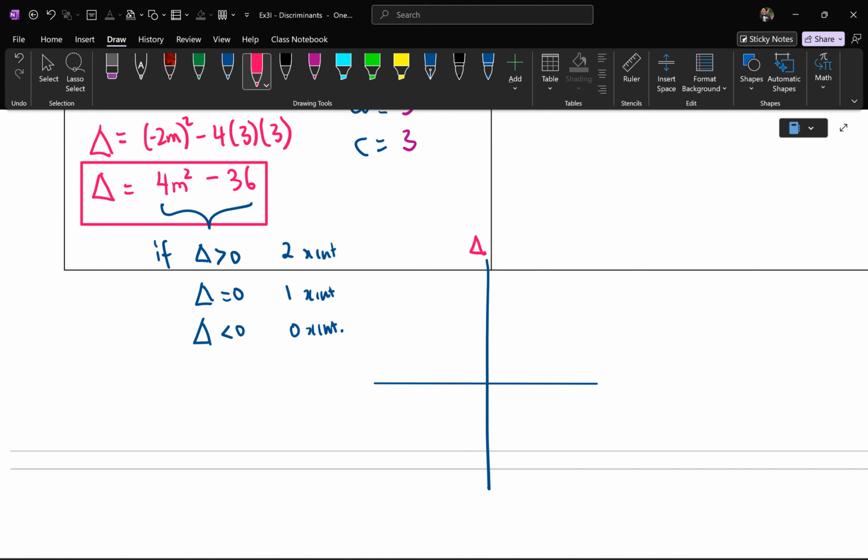Just like what we were saying, if it's positive, so any positive discriminant values, anything in this region will mean that you have 2 solutions, or 2 x-intercepts. Anything that hits exactly when the discriminant is equal to 0, that's when it's 1. And any part of the graph that you see below the x-axis is when the discriminant is negative, so you get no solutions.